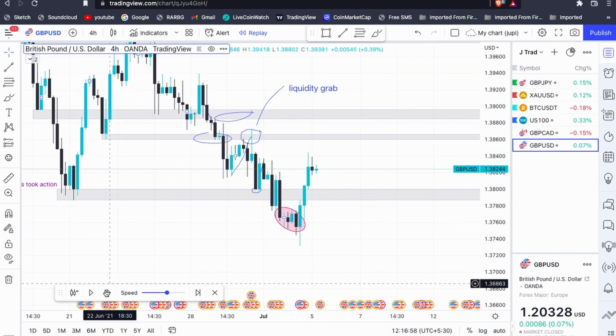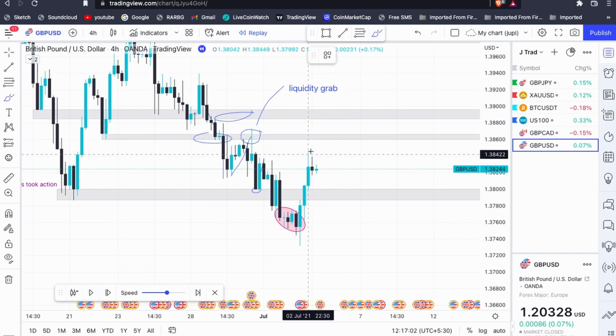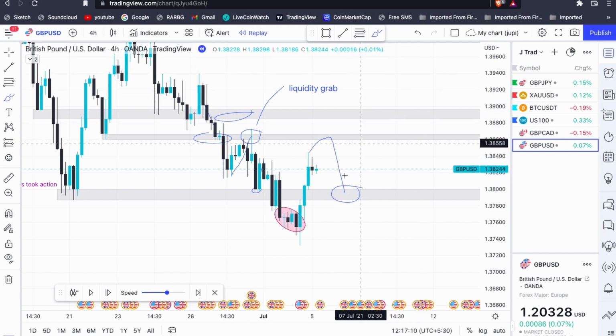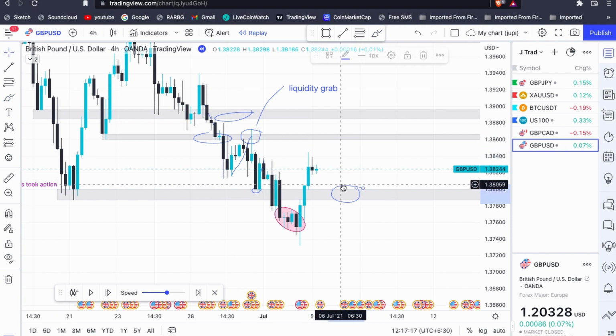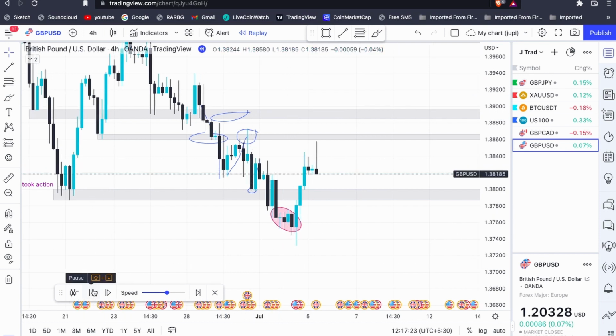So now let's see what happens. Is it going to test this area? I think it will go up to this area, test this area, maybe come back down, make sure that this is still a valid support area, then bounce up to that area again, to the key support, right? So let's see. I'm going to remove all these objects here. Now let's play the chart.